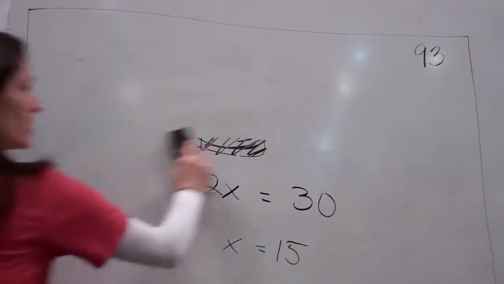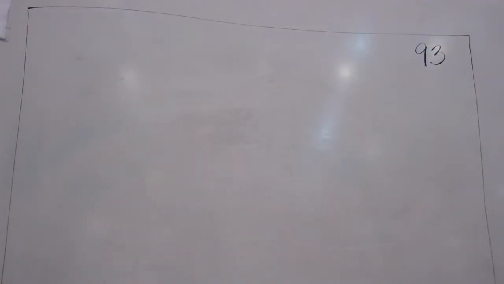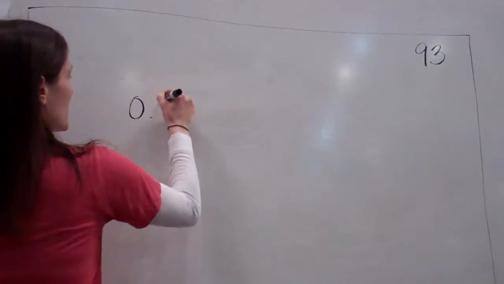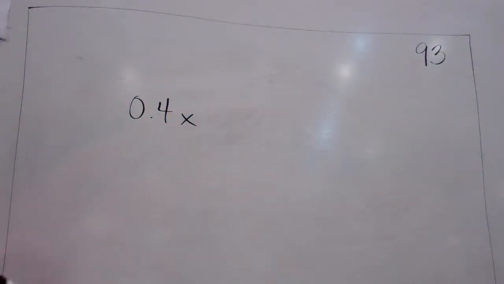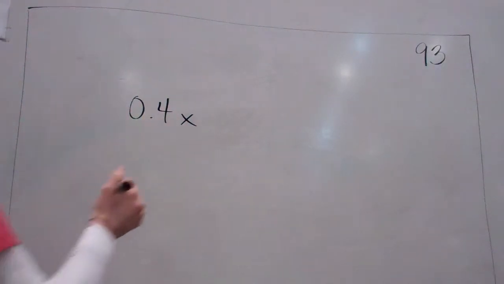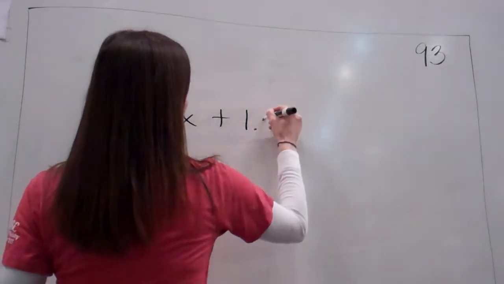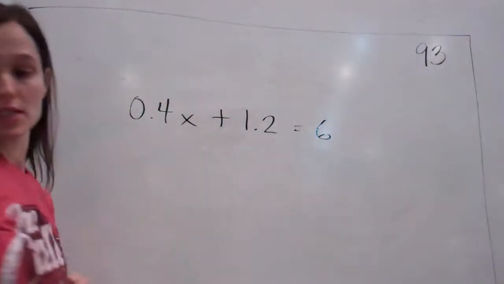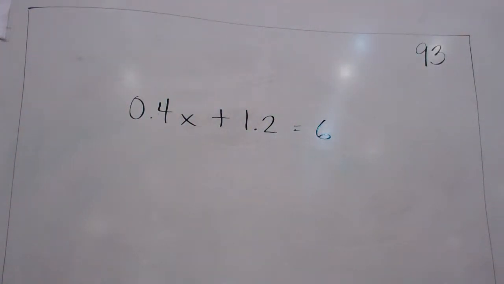That's kind of what we're going to look at today, but I wanted y'all to be able to see. Okay, let's try another one. This one says 0.4x plus 1.2 equals 6. Based on what I shared with you, what are we trying to do?